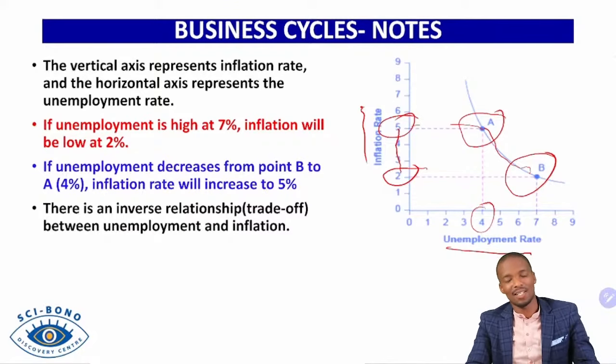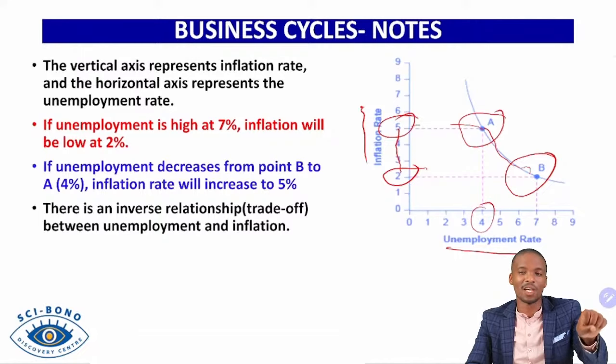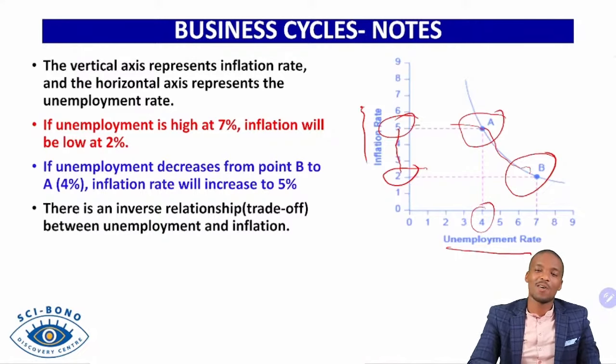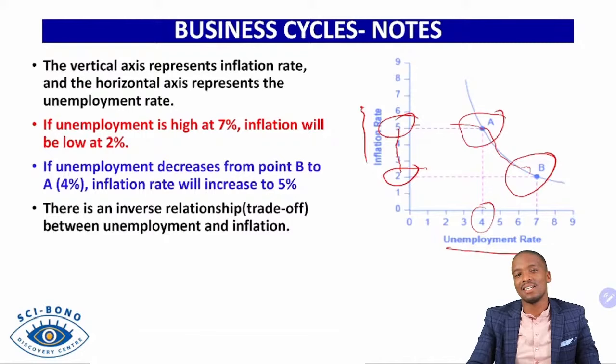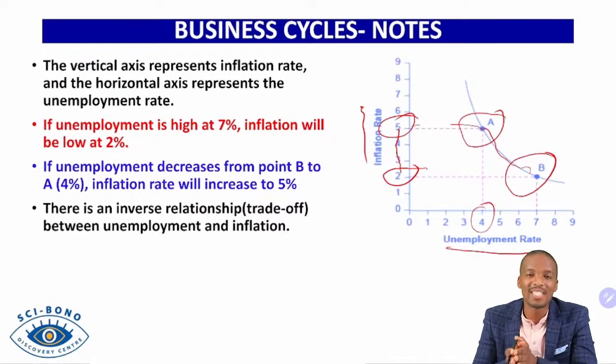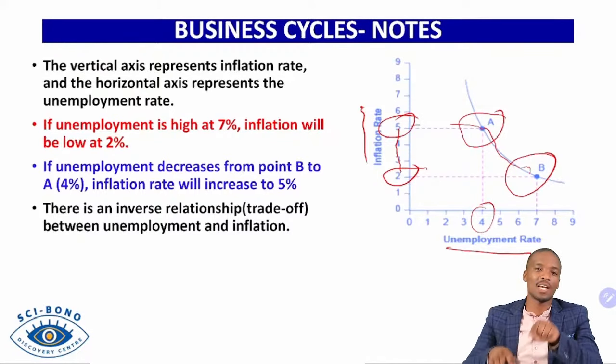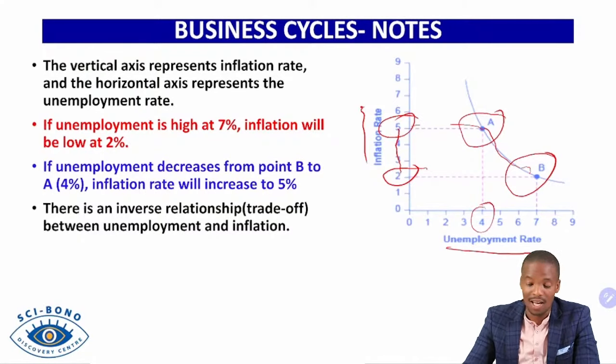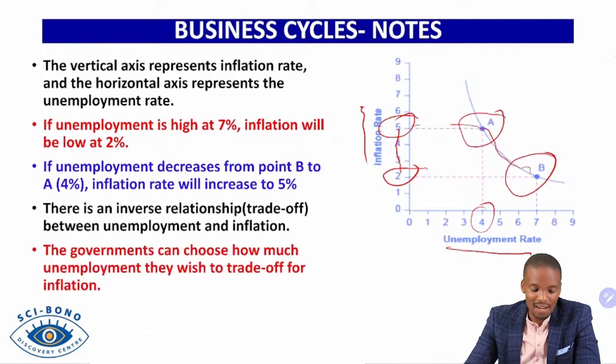If you want to manage inflation, inflation has to be reduced. It means at some point, automatically unemployment is going to increase. But if unemployment decreases, inflation automatically is going to increase. So they don't go in the same direction, or they are not directly proportional. There's an inverse relationship in that way. When the one increases, the other one decreases. Those are the demand side policies. The government can choose how much unemployment they wish to trade off for inflation.